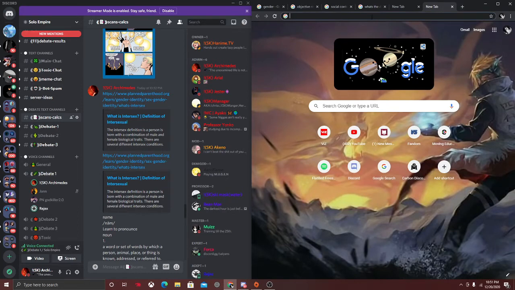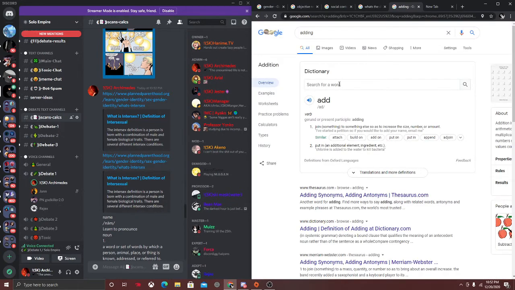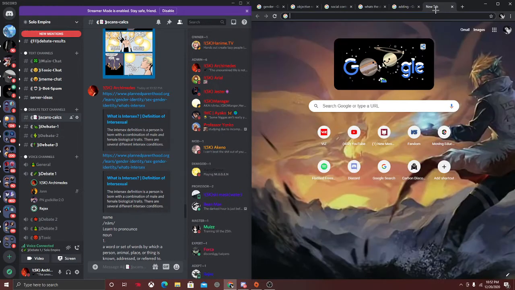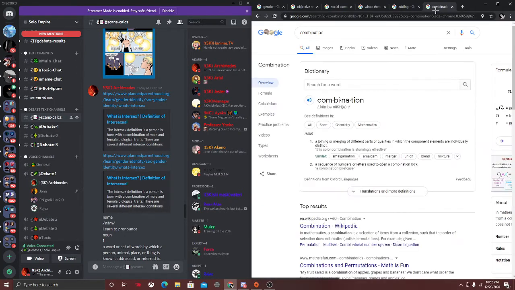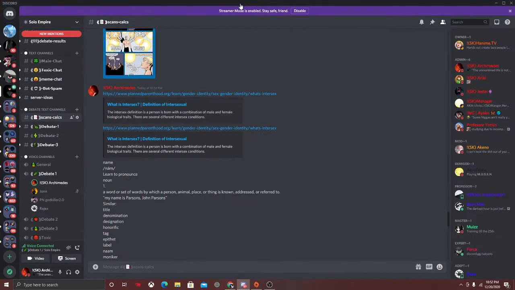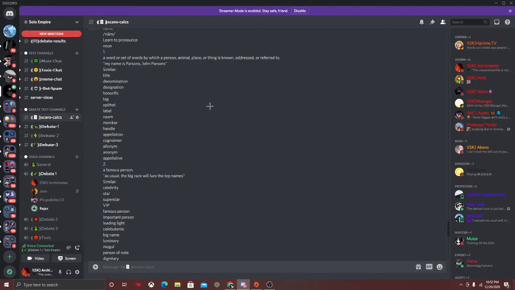And it's not going to progress the debate, which is why I'm cutting you off. Because the definition of adding, which is what you would be in this case, would be to put in or join, and the definition of combination, which is what intersex would be, is the joining or merging of different parts or qualities in which component elements are individually distinct. That is what intersex is. It's not adding, it's combining, which is why they're defined as different. Let me finish my point here. Sure.